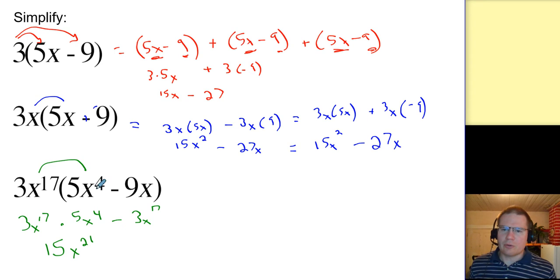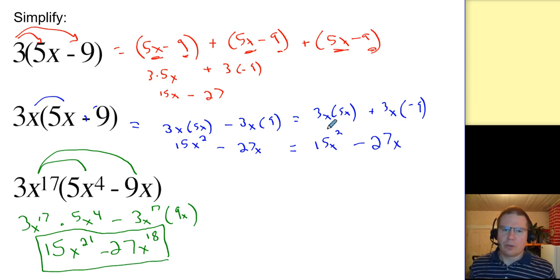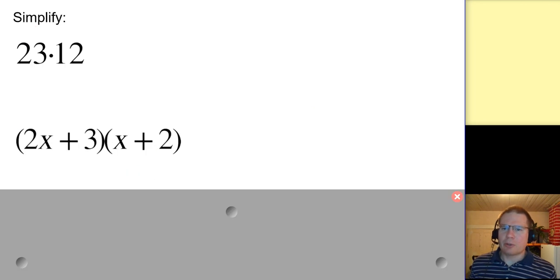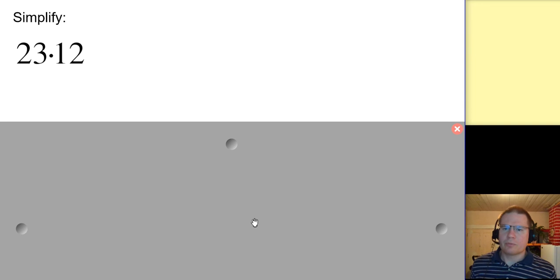And 3x to the 17th is multiplied by this term. 3 times 9 is still 27, still negative. 17, and then times one more x, that's an 18th x. So here are our answers. See if I can draw a straight line here. There we go. All right. Well, let's keep on multiplying. Oops. A little preview there.